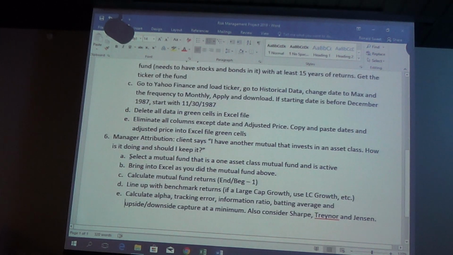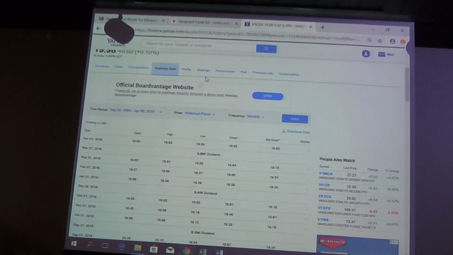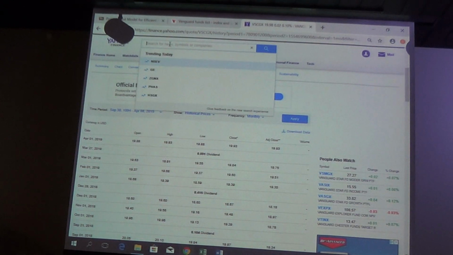So here you're going to pick a mutual fund again, but you want a mutual fund here that only has one asset class in it. You're going to do very much the same thing we did above, though, in bringing the values in. So I'm going to do another one. I've been doing several of these.